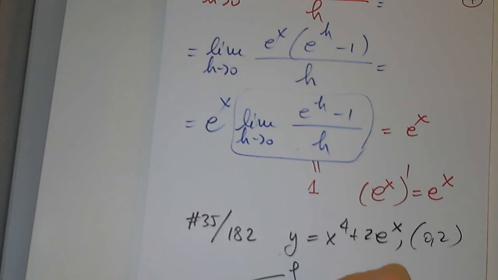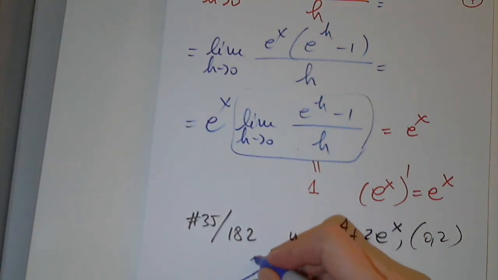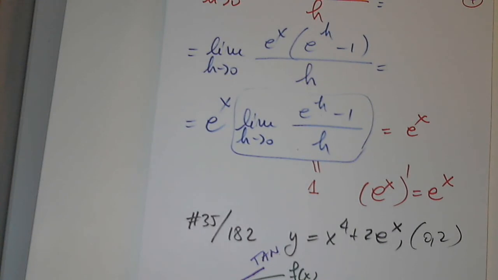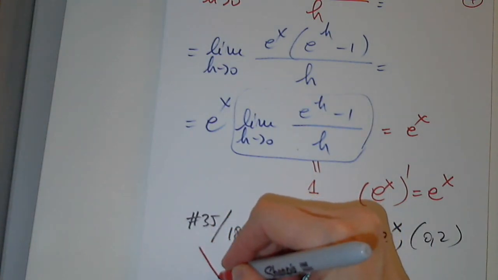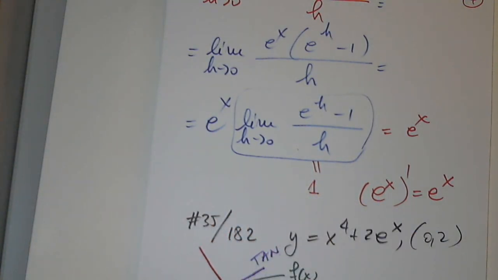Assuming that this is the function, f of x or y, assuming that this is the point 0, 2, the problem is asking us to determine the equation of this line, which is the tangent at that point. And they also want us to determine the equation of the normal line, which is the perpendicular line to the tangent at that point. So this is the normal line. So they want us to determine this equation and this equation. So let's start with the tangent.